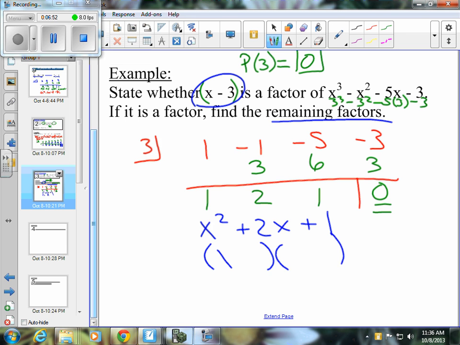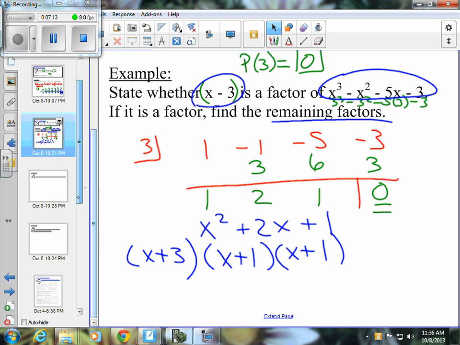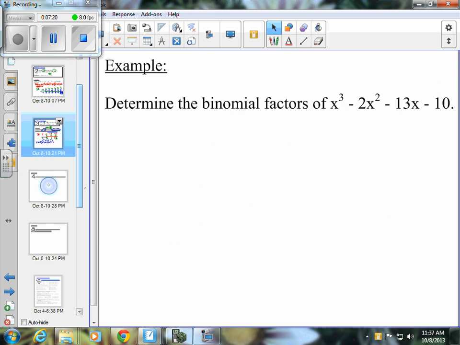So if I factor what's left, that would be x plus 1 and x plus 1. So I actually have 3 factors. I know all of them. If you multiply those 3 factors together, x plus 1 times x plus 1 times x plus 3, that original one that we checked, when I multiply them together, I will get that original polynomial. So it's a great way, this synthetic division, to find out if something is a factor, and not just that, what the other factors are as well by looking at what's left over. So that 0 remainder is super important.